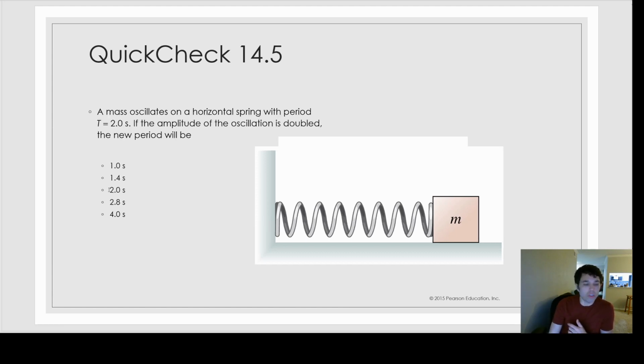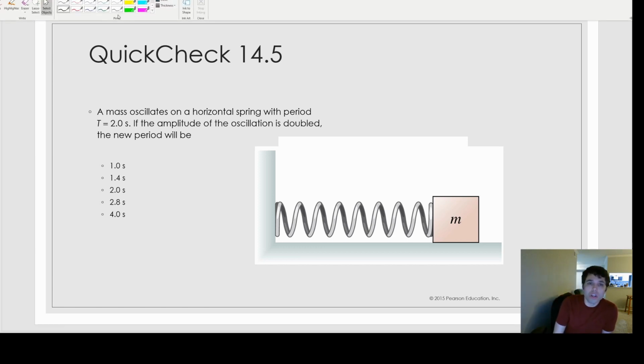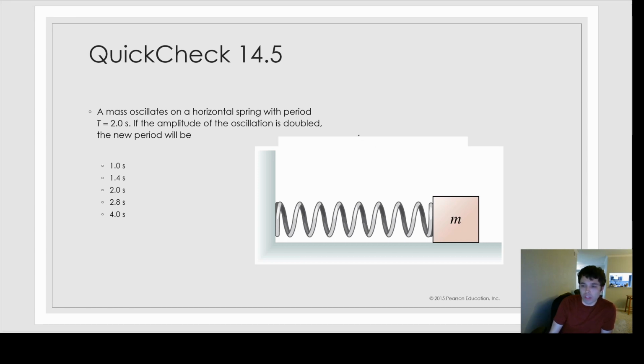All right, a couple more of these. Next one. A mass oscillates on a horizontal spring with period of T equals 2 seconds. If the amplitude of the oscillation is doubled, the new period will be what? Amplitude refers to how far we pull the spring away from equilibrium, right? So let's say equilibrium position is here, okay? So we stretch the spring out to here. If we stretch it out even further, all the way out to here, now what will the period be?